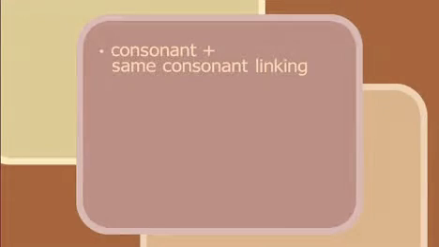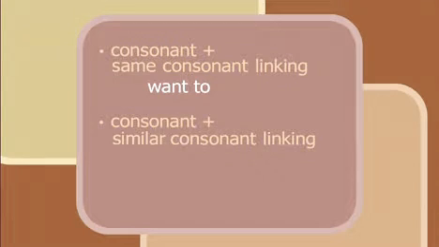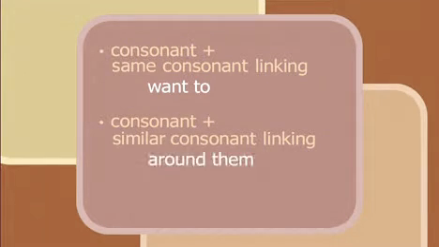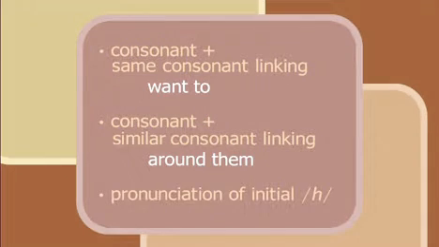Let's review what we've learned about linking words. First, we talked about consonant and same consonant linking. The example we saw was want to. Then we looked at consonant and similar consonant linking, around them. And finally, we saw how the pronunciation of the initial h sound can change when we link words in spoken English. Don't forget to listen out for these changes when you talk with native speakers.